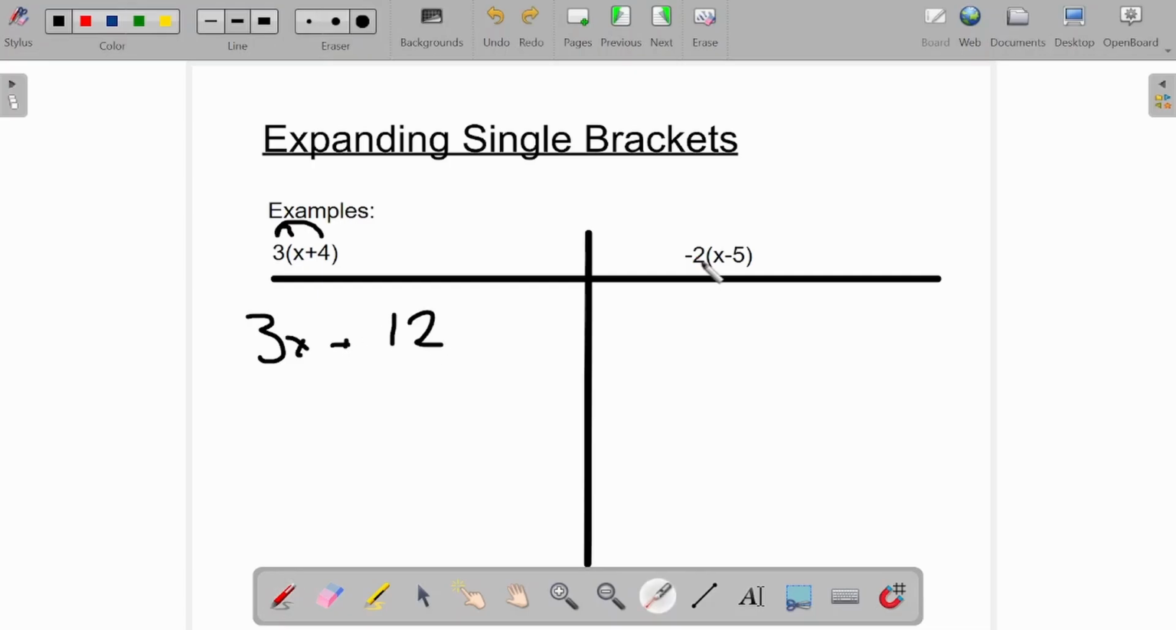For this next one, we see we have minus 2 here. So once again, we multiply each term by the minus 2. So that becomes minus 2x plus 10.